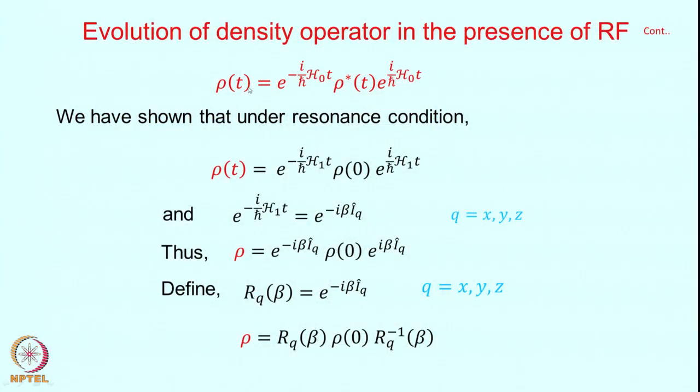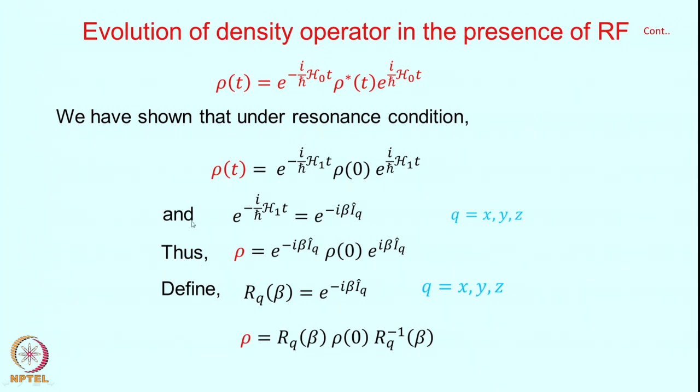So, we had this solution here. We started off with the Liouville equation and we represented a solution like this. Rho of t is equal to e to the minus i by h cross H naught t, rho star t, e to the i by h cross H naught t. H naught was the main Hamiltonian, and H1 was the RF Hamiltonian, and this represented the interaction representation. And we also showed after detailed calculation that under the resonance condition we have rho of t is equal to e to the minus i by h cross H1 t, rho of 0, e to the i by h cross H1 t, and this H1 represents the Hamiltonian of the RF.